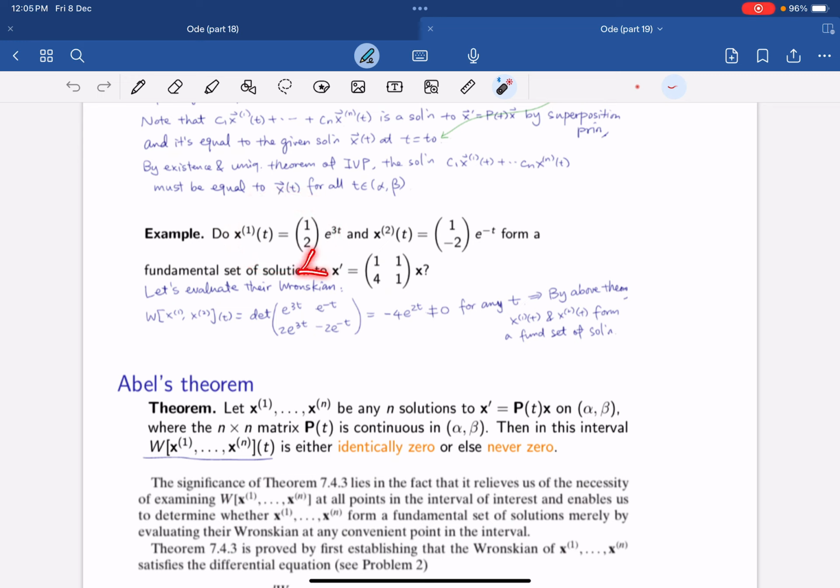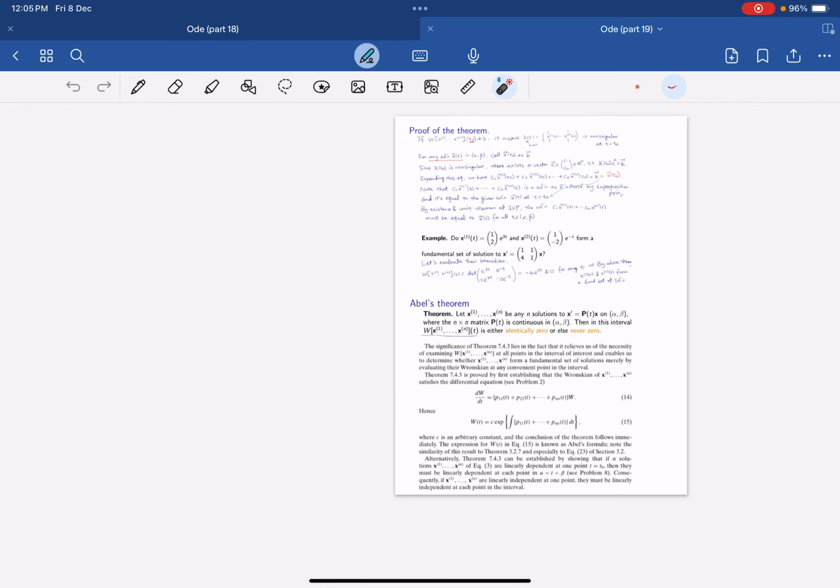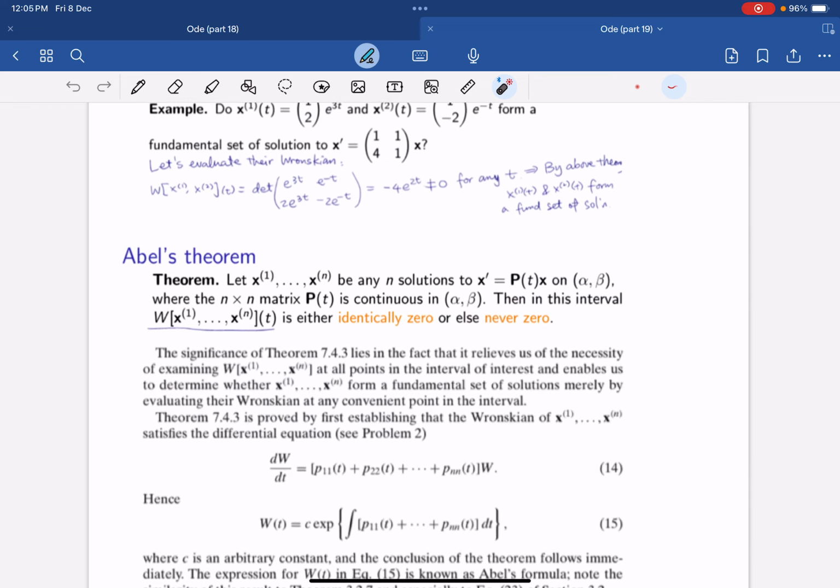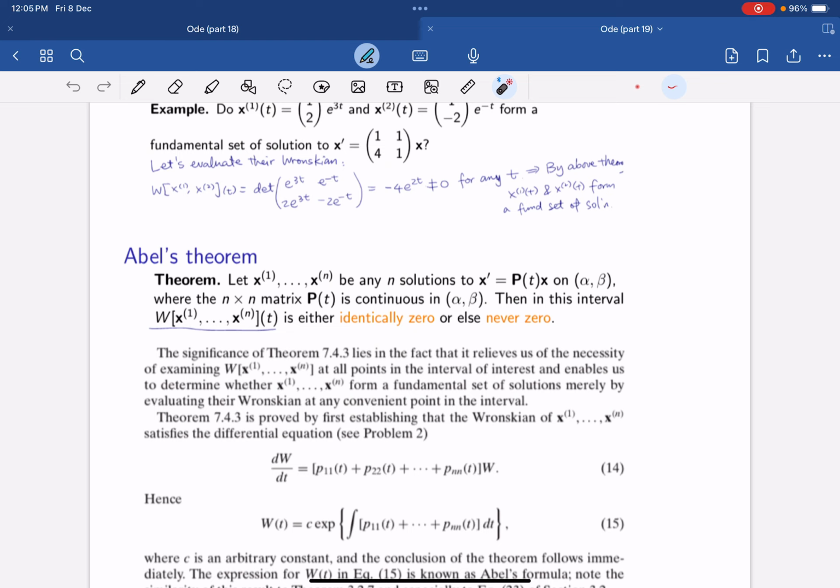An example is when your x1 is this function and your x2 is this function, and you want to form the fundamental set of solutions for x prime. First you check whether the Wronskian is non-zero. If it is, then these do form a fundamental set of solutions. So you can see a lot of similarities between the first order case and a system of first order equations.